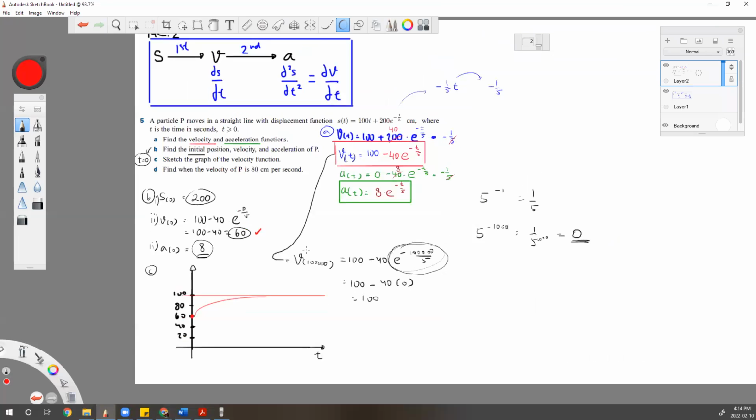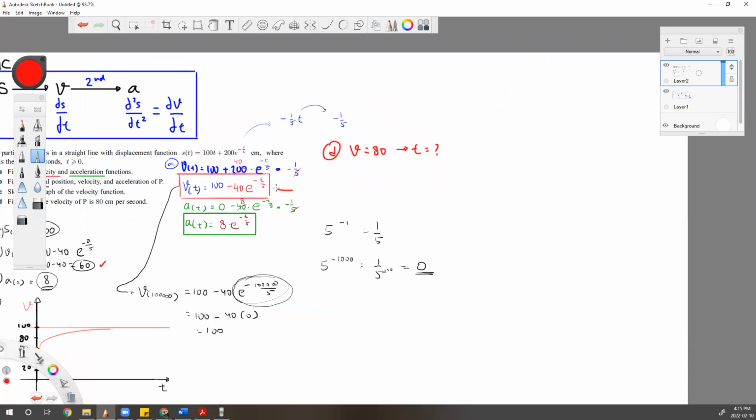Okay, D. Find when the velocity of P is 80 cm per second. So when v equals 80, you need to find t, right? It is asking you for the time.